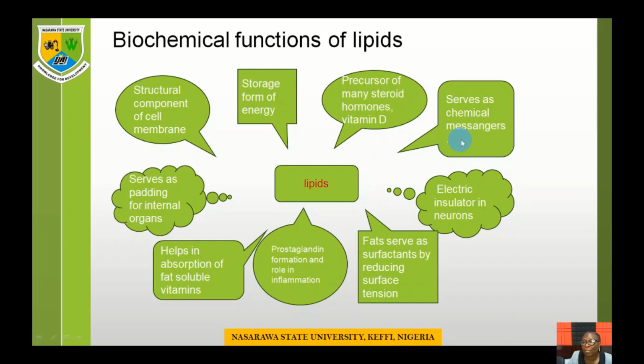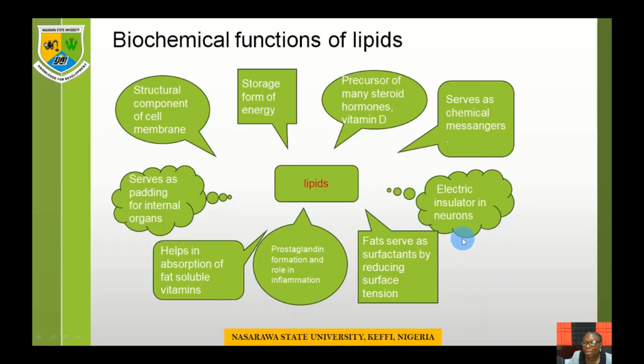Then they serve as chemical messengers. For example, you have the inositol triphosphate, IP3. IP3 are messengers. They carry information from one part of the cell to another. So the inositol triphosphate is an example of a lipid, and it serves as a chemical messenger, that is, they transmit messages in the cell.